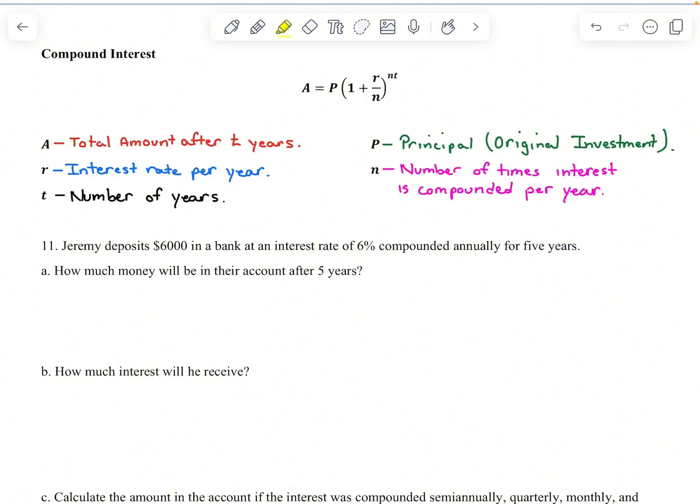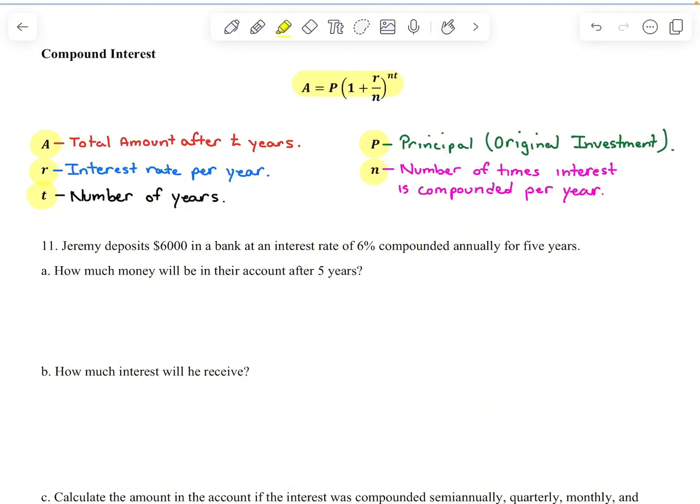And it is A is equal to P times the quantity 1 plus R divided by N, all raised to the N times T power. A is the total amount in the account after T years. P is the principal balance, or the original investment. R is the interest rate per year expressed as a decimal. N is the number of times interest is compounded per year. And T is the total number of years.